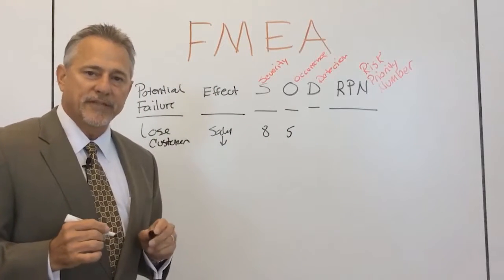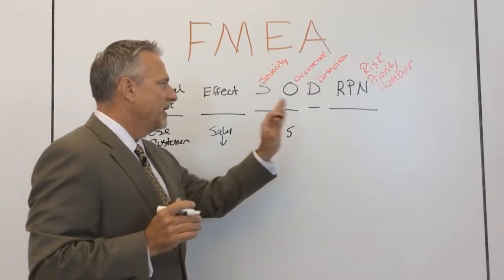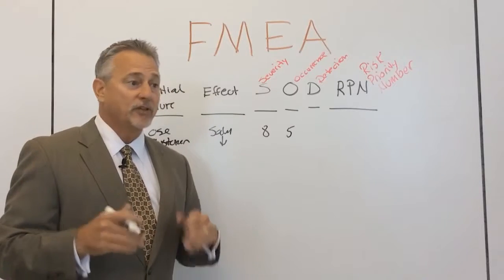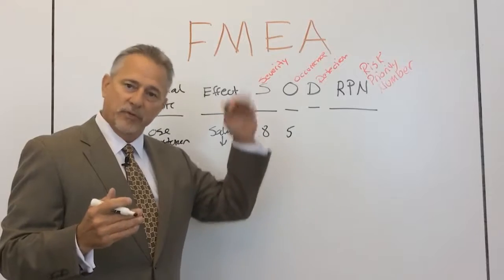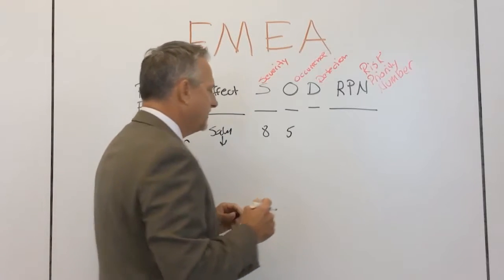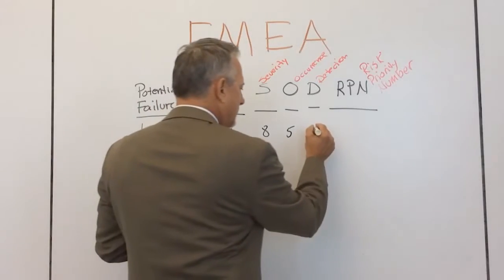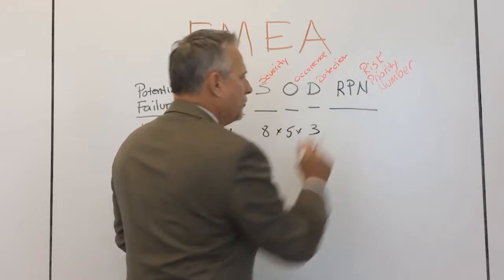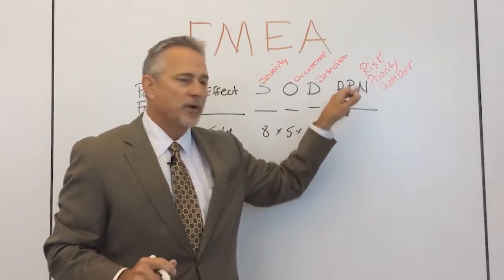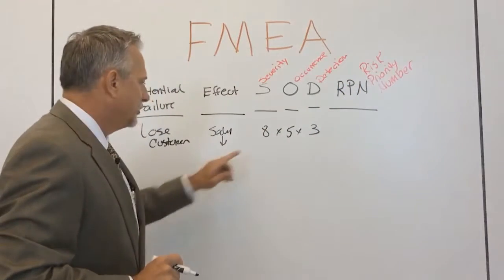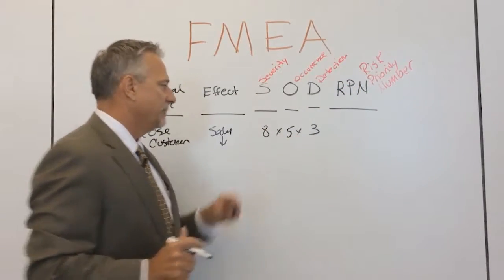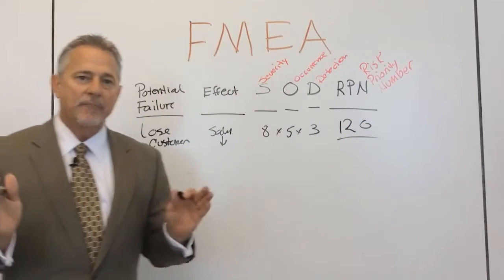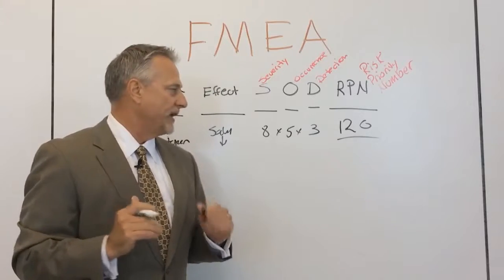And would we be able to detect that? Well, the detection on that, we weight that. If it's easy to detect, we're going to give it a low number. If it's hard to detect, we'd give it a higher number. We'd probably easily detect that, so we'll give that, say, a 3. So then we want to multiply these across, to give you your RPN number, which is your risk priority number, okay? So 8 times 5 is 40, times 3 would be 120. Anything over 100, I'm concerned about. I want to get that risk factor down to 100.